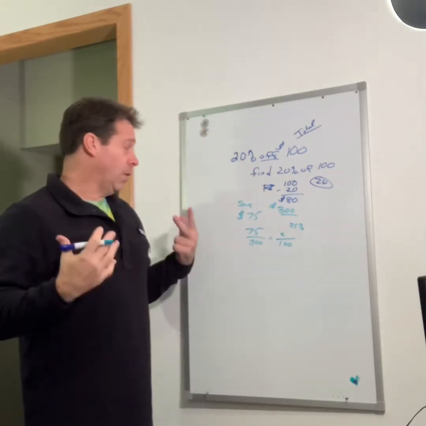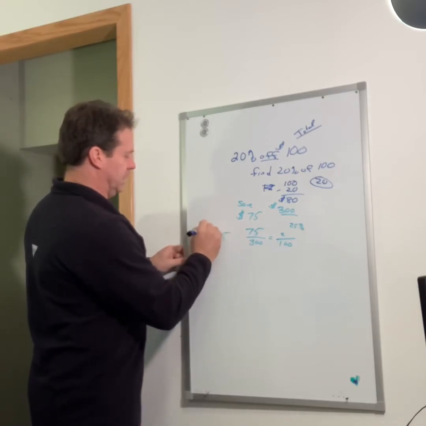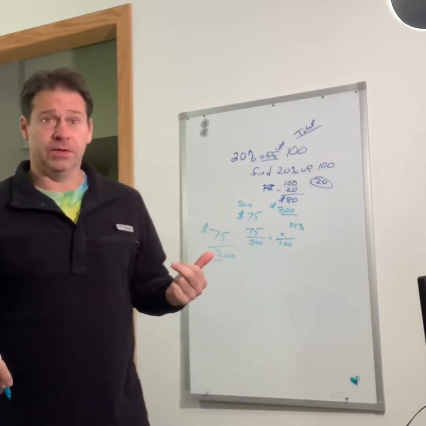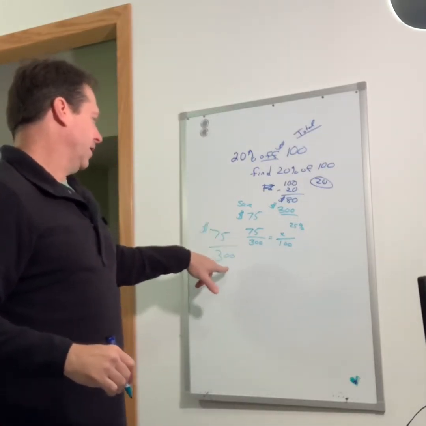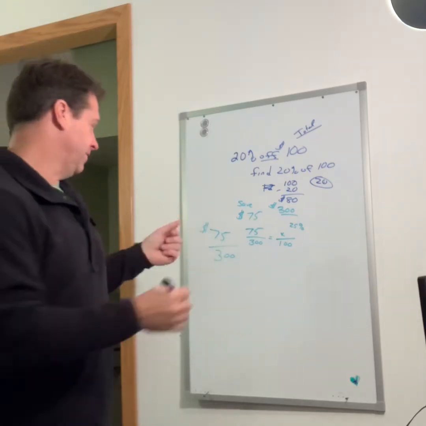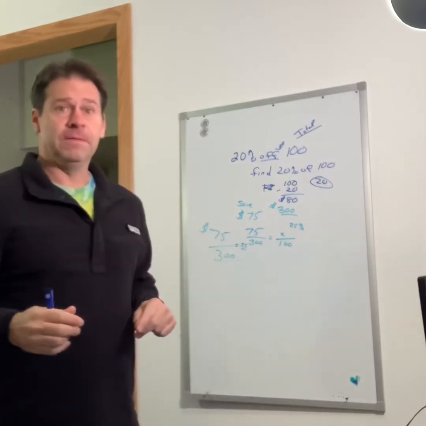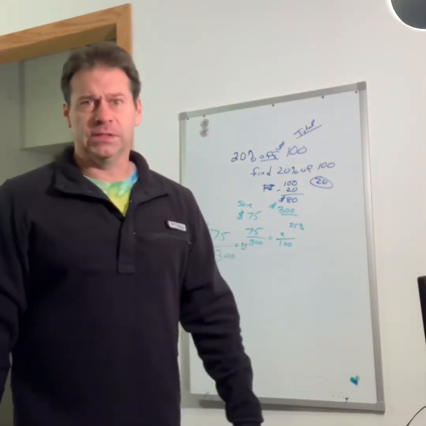You can do it that way. Or just simply ask, what is $75 out of the 300 that you're going to spend? You get $75 off out of the 300, you divide it, you get 0.25, and you change that 0.25 into a percent, move the decimal over, it's 25%. So a couple ways to do it.